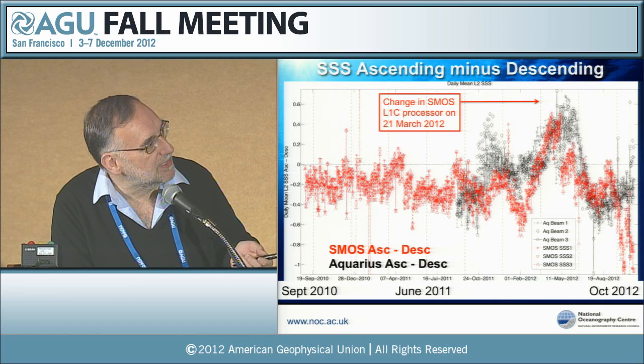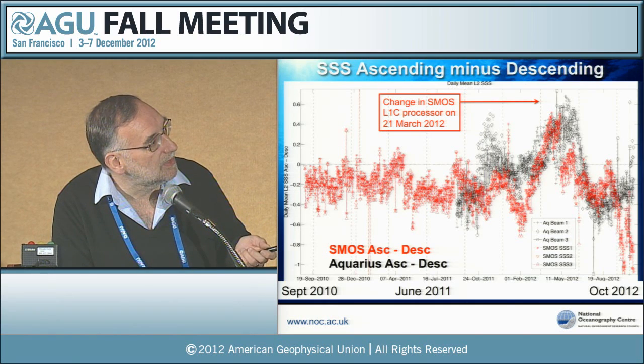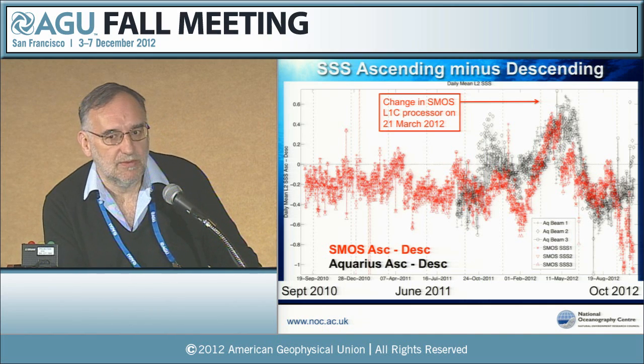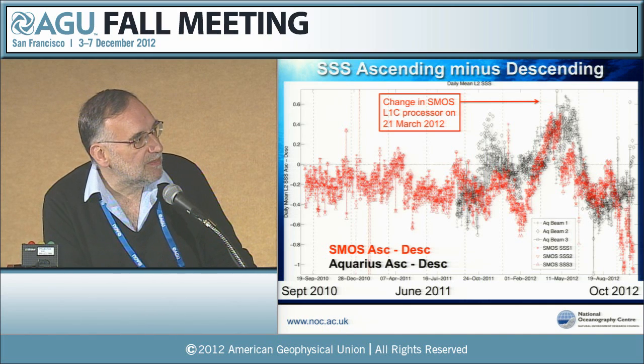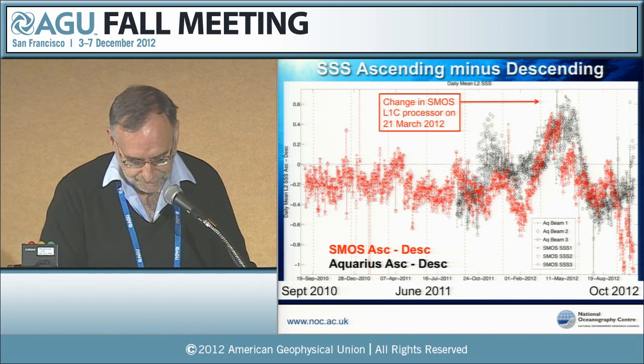Interestingly, the changes do seem to be similar from this point where the level 1C SMOS processor changed in March 2012. So we've still got these major differences between ascending and descending passes which we can't explain or entirely quantify and take out of the system.